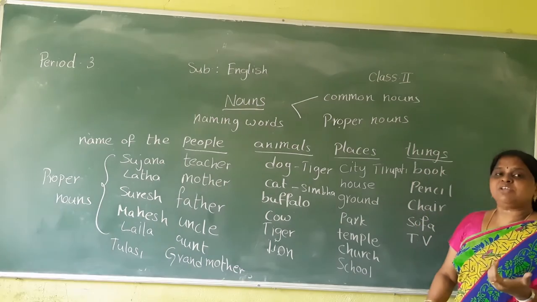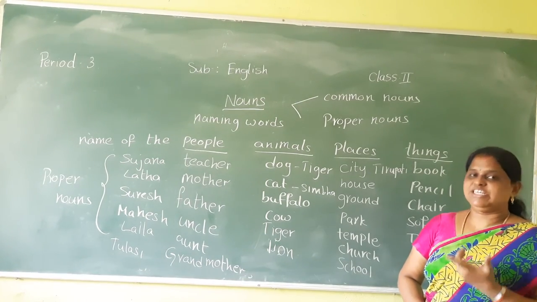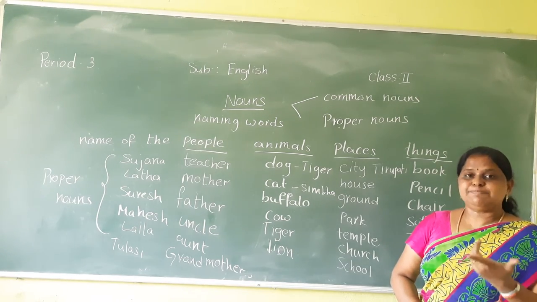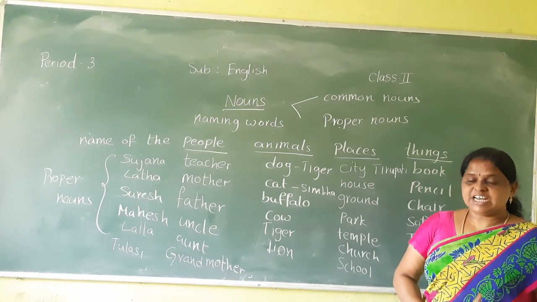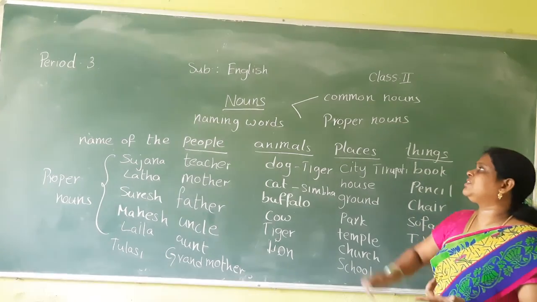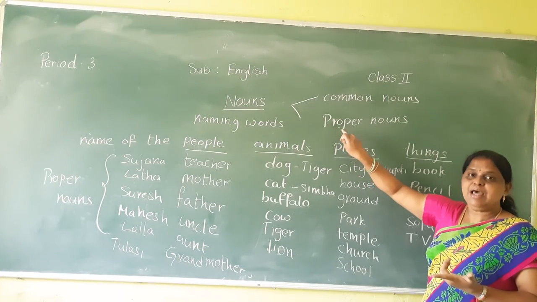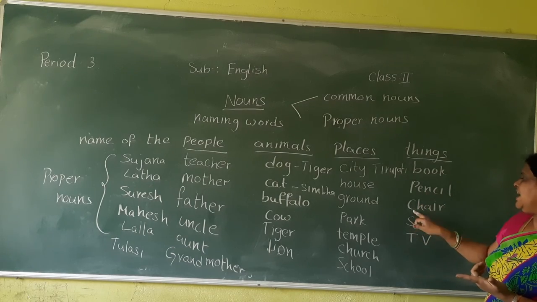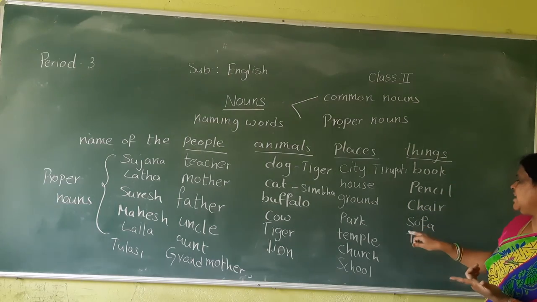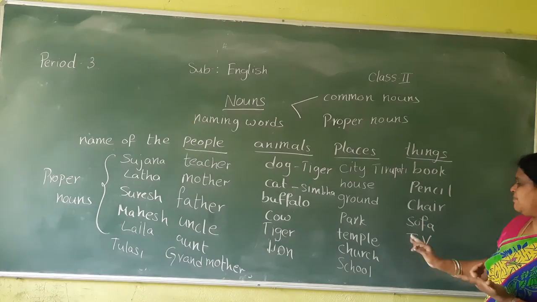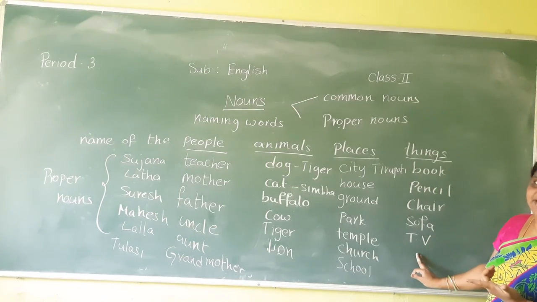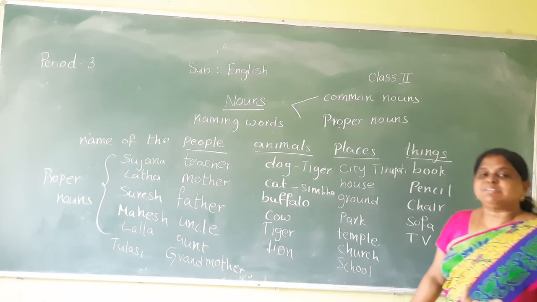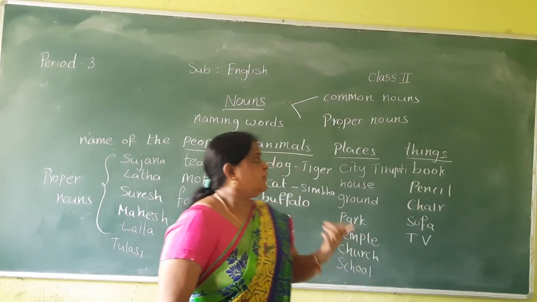Next is school. Which school are you studying in? You are studying in the Magnet school. Magnet school, or another school, is the special name of the school. So that comes under the proper noun. And next, things. Natraj book, Natraj pencil, and Nilkamal chair. And that sofa, you are giving a name to the sofa. TV, LG TV, Samsung TV. Like that, you are calling it by the company's name. So all that comes under the proper noun. Okay. Today we learn this one.